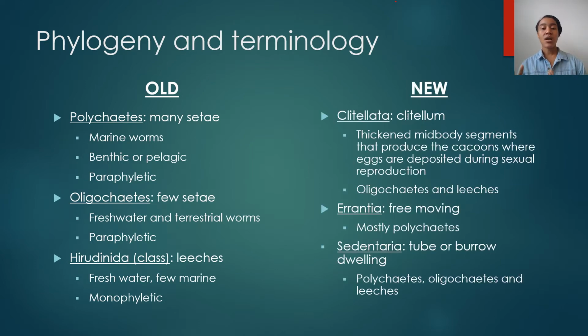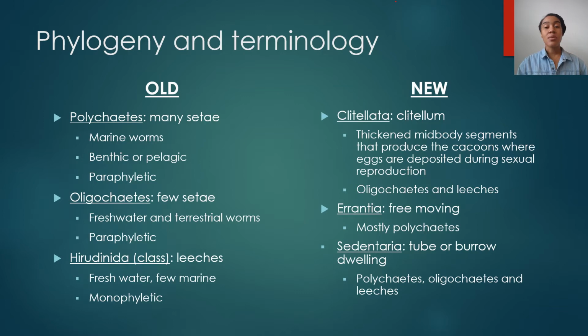So of our new, quote-unquote, terminology, we start with the worms that are considered Clitellata. The signature characteristic of all these worms is the presence of a clitellum. And a clitellum is basically just a thickened body segment that produces the cocoon for the eggs and for reproduction in these worms. And once you see the picture in the next couple slides, you'll be like, oh, I know exactly what that is. I've definitely seen that on earthworms.